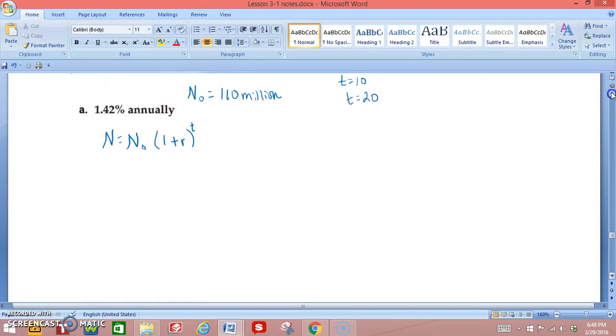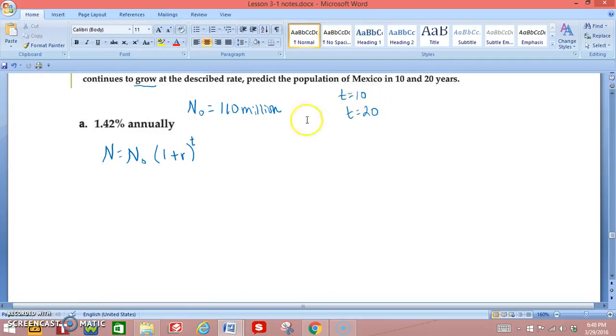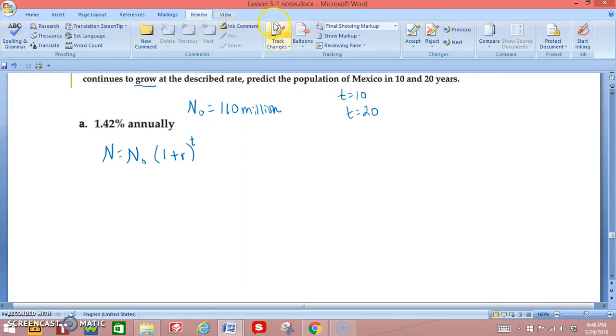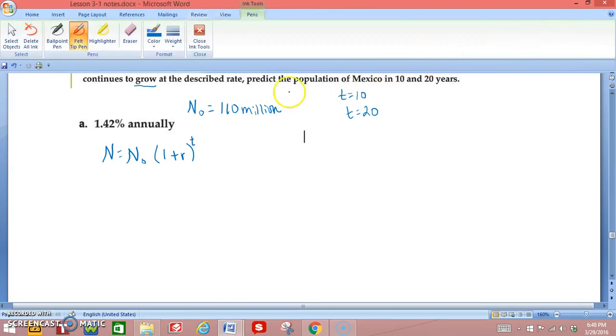Okay. So our R is going to be the decimal of 1.42%. So R is going to be, we'll move the decimal 2 places to the left, 0.0142. Okay. Alright, so let's plug that in and predict the population.